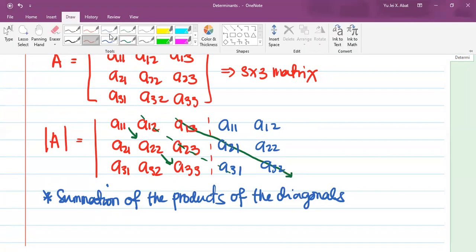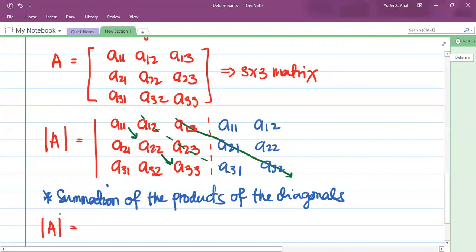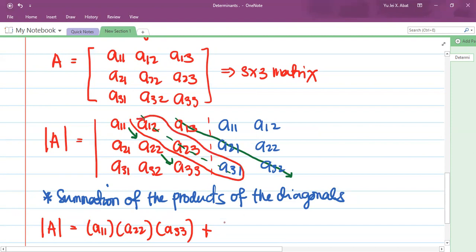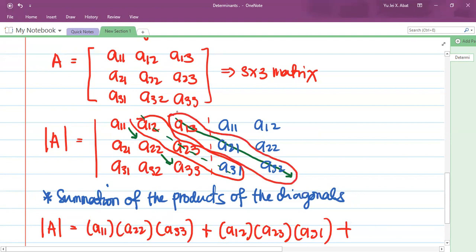So if you're going to get that, so you have determinant of A, that would be A11 times A22, the first diagonal, and A33. Summation of the products. So ibig sabihin, summation ng products nila. So plus the second diagonal, which is this one. So you have A12, A23, A31 plus, again, the third diagonal in this case. So we have A13, A21, and then A32.